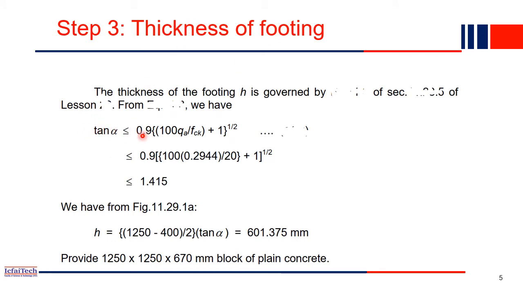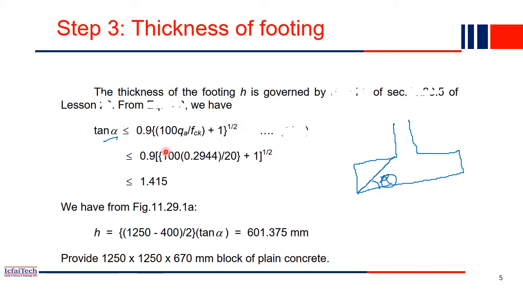So what is it? tan alpha equal to, so what is tan alpha? What is alpha? If I draw a footing here, so this is the footing and this angle is basically alpha. That we are computing now, tan alpha. This formula is given to us in IS 456, clause number 34. You will get this formula: tan alpha equal to 0.9 times the square root of (qa divided by fck) plus 1.